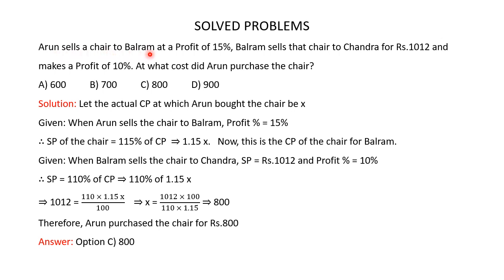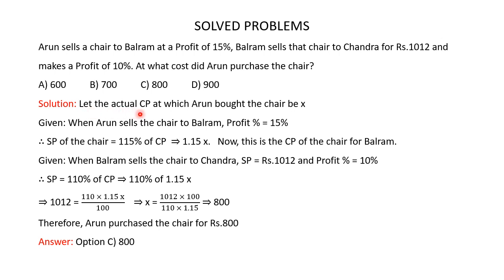Arun sells a chair to Balram at a profit of 15%. Balram sells that chair to Chandra for rupees 1012 and makes a profit of 10%. At what cost did Arun purchase the chair? You are given 4 options here and you have to find out which of these options is the correct one. So here you are asked to find the cost price of the chair at which Arun purchased.